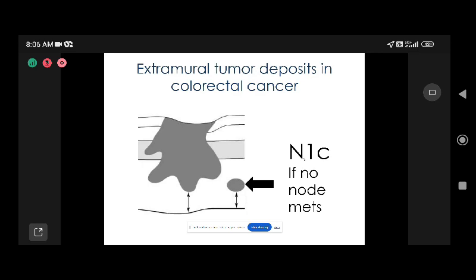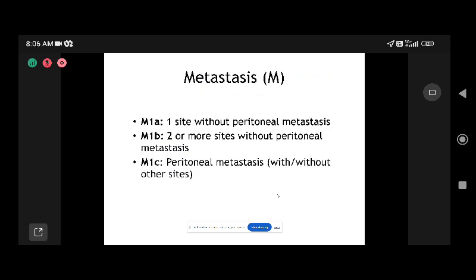So if a nodal metastasis is present, then we do not incorporate this into the nodal staging. Then the nodal staging will be reflected by the number of metastatic lymph nodes. But if all the nodes are negative, but you have a tumor deposit, then it is regarded as N1C, and adjuvant chemotherapy is given based on that. So that is the importance of extramural tumor deposits in colorectal cancer.